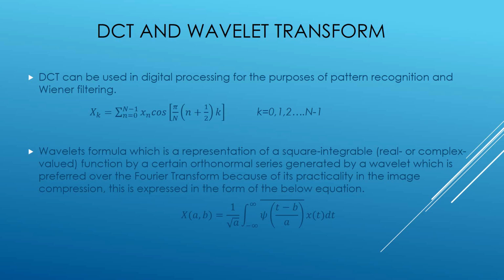Wavelet's formula is the representation of a square integrable real or complex valued function by a certain orthonormal series generated by a wavelet, which is preferred over Fourier transform because of its practicality in image compression. This is expressed in the following equation.